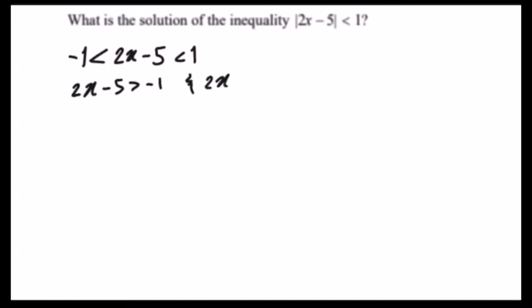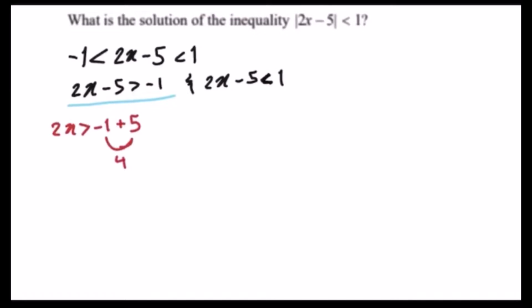and 2x minus 5 less than 1. We will start working on this side first. We will rearrange the variables to the left side. So it's going to be 2x greater than negative 1 plus 5. We're going to calculate the sum, which is negative 1 plus 5, which equals 4.